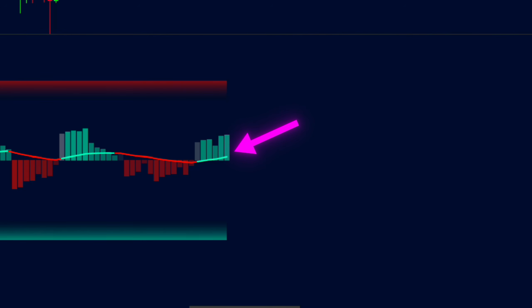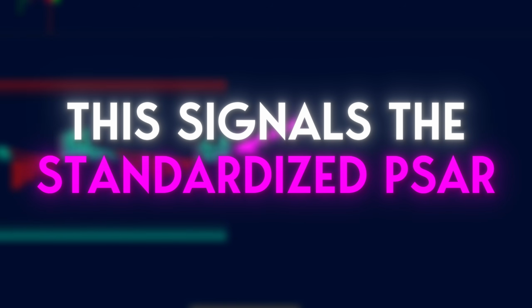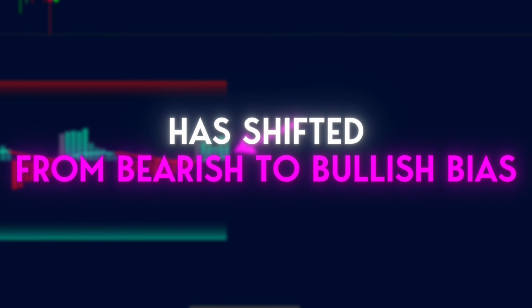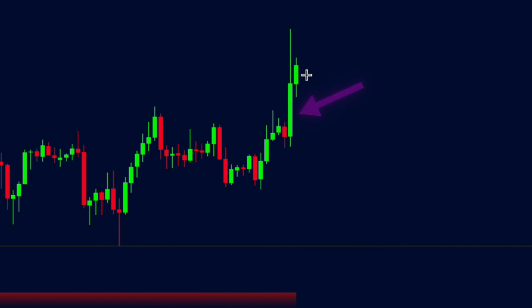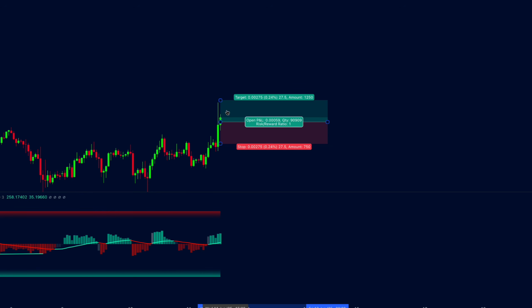For long entries, wait for the oscillator to cross above the zero line while turning green. This signals the standardized PSAR has shifted from bearish to bullish bias. Next, you want to confirm with price action. Look for bullish candle patterns or breakouts above resistance. Then, enter long at the next candle open after the zero line crossover.